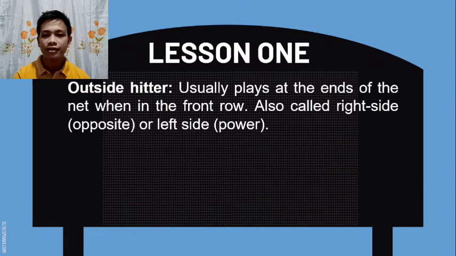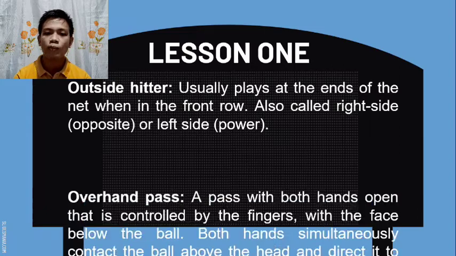Next, outside hitter, usually placed at the ends of the net when in the front row, also called right side or left side power. They do attack outside the court, so mga cross-court attack.